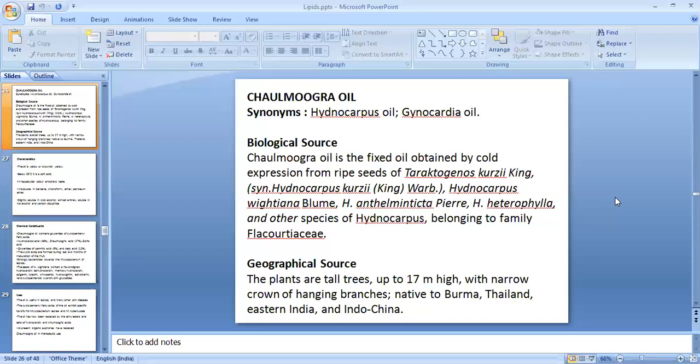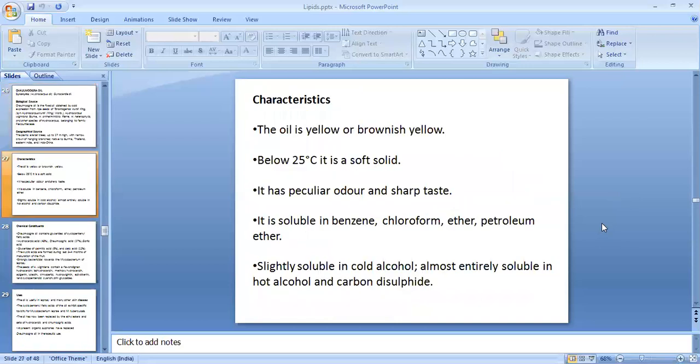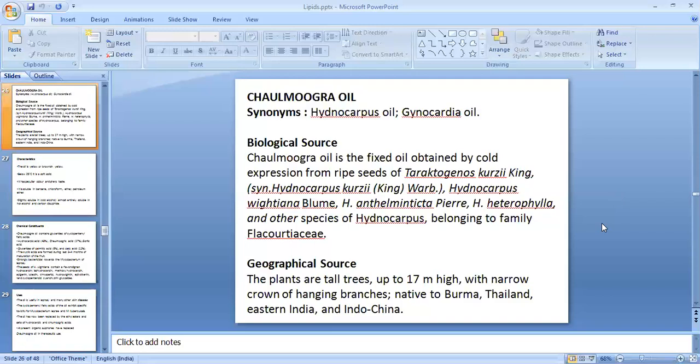And next come to the geographical sources. It is native to Burma, Thailand, Eastern India, and Indochina. It is a tall tree which grows to a height of about 17 meters, and it has a narrow crown and hanging branches. That is a characteristic feature of the tree. For production, the oil is expressed from the seeds by using a hydraulic press.